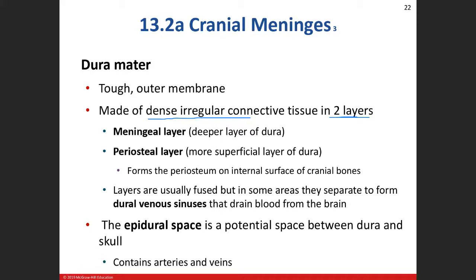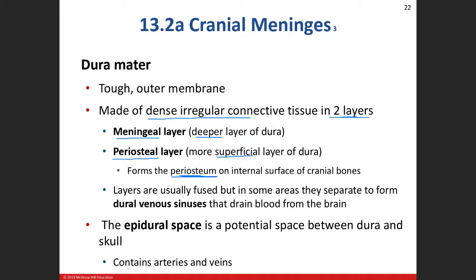So the outermost layer, the layer that actually will connect to the bone, makes sense. We call that the periosteal layer. That's going to be the more superficial one. Then the layer that is going to connect to the arachnoid layer, that's the meningeal layer. That's going to be the deeper one. So the meningeal layer is deep, and the periosteal layer is the superficial layer, the one that's going to adhere to the periosteum. So in most places, these 2 layers are fused together.